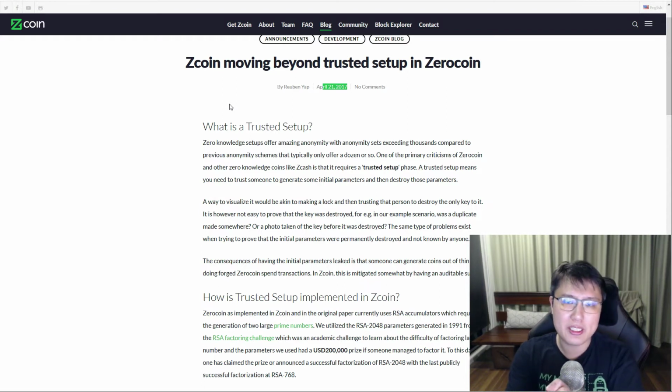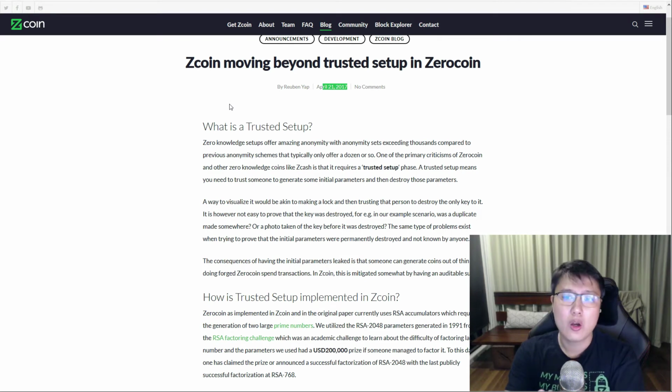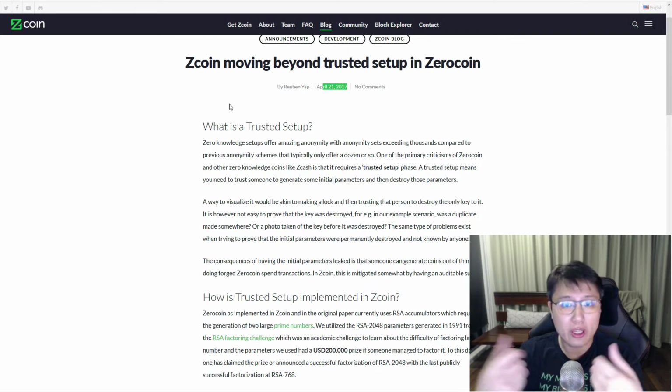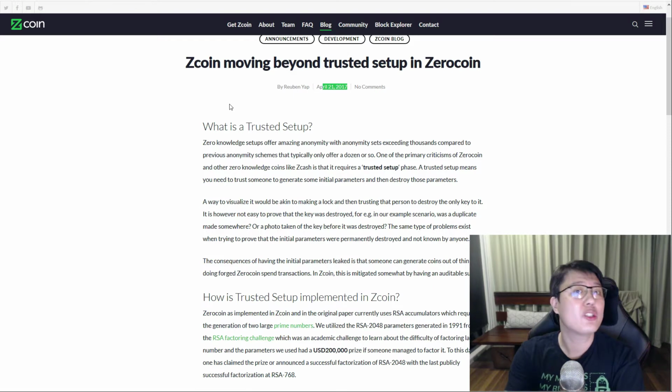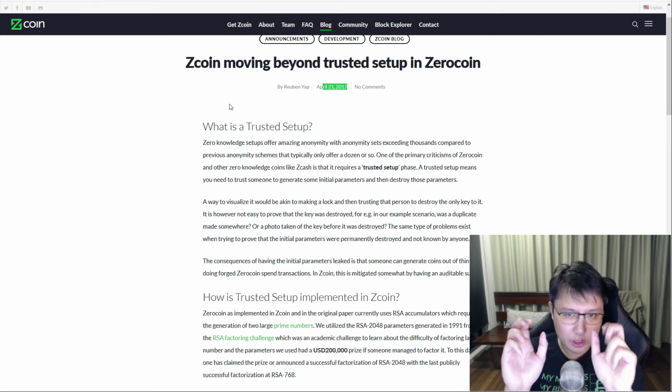It basically means that you have to trust someone to generate certain initial parameters and destroy those parameters correctly. If they weren't destroyed correctly, or there's a compromise in the system or the cryptography, or it was somehow backdoored, or the ceremony was not done correctly, what that does is that there's an effective backdoor into the system where you can create coins out of thin air, and in some cases also breach anonymity. So you really have to trust that the ceremony was done correctly, and that's why it's called trusted setup.